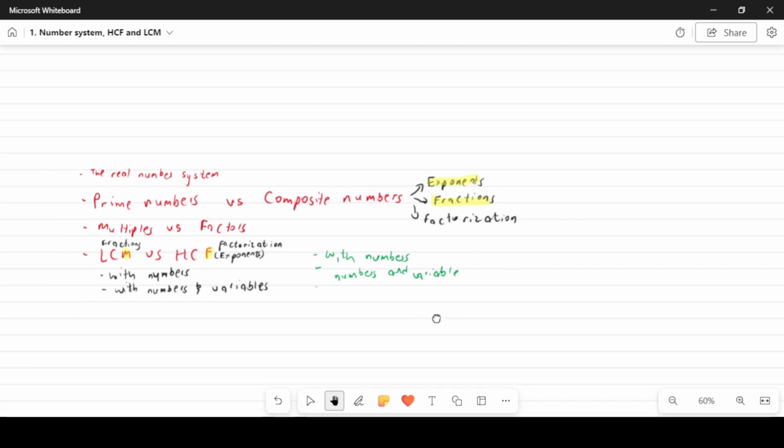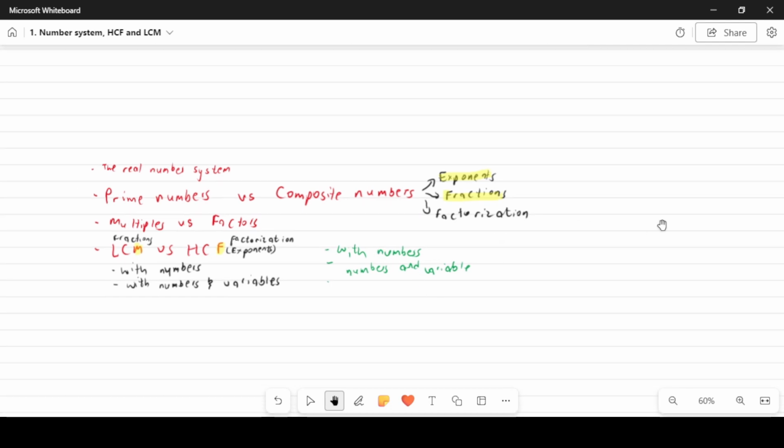Okay, so directly after discussing the topic of the real number systems, now I want to discuss the topics of prime numbers, composite numbers, multiples, and factors. I will first discuss the definition of each of these topics, and then I'll explain exactly what these topics are and how they are going to relate to LCM and HCF.